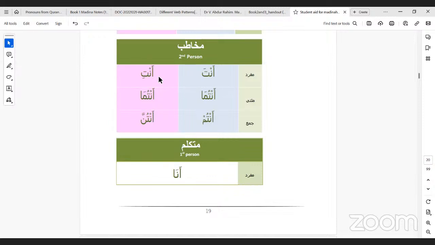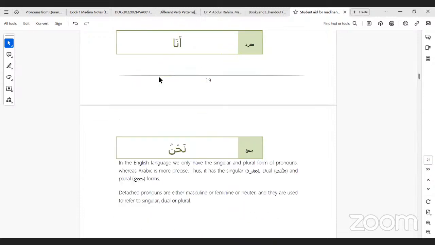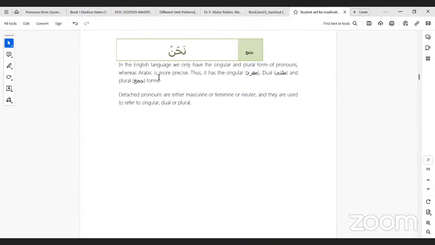Correct. Mutakallam, first person, mufrad. Ana, I, meaning I. Excellent. And we? Jama is we, which is nahnu. In English, we only have singular and plural forms of pronouns, whereas Arabic is more precise. Thus, it has the singular mufrad, dual muthanna, and plural jama forms.